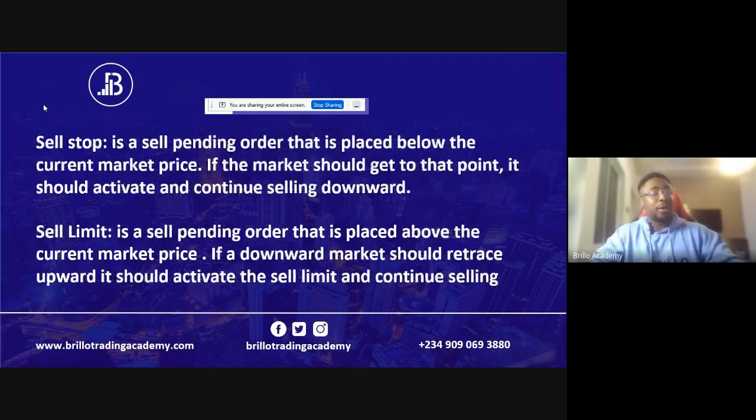Then moving forward, we have sell stop. What is sell stop? Sell stop is a pending order that is being placed below the current market price. You place sell stop below the current market price. Once the market gets to that point, it activates and sells. That is for sell stop. While sell limit is being placed above the current market price. So if the market gets to that level, it activates and sells.